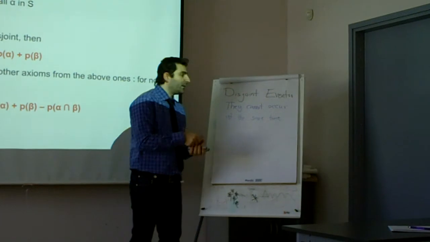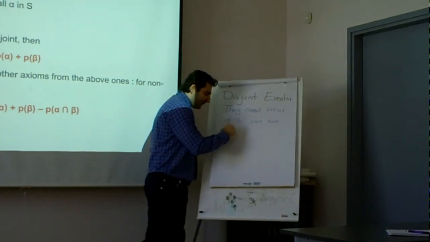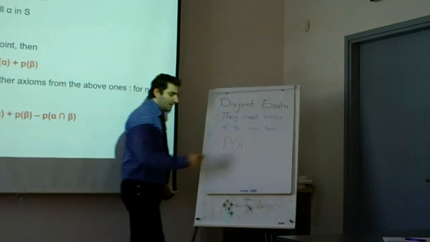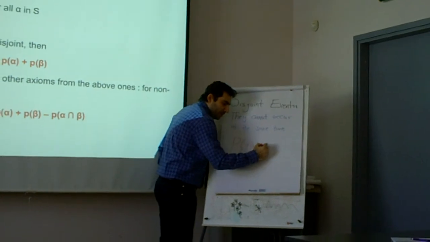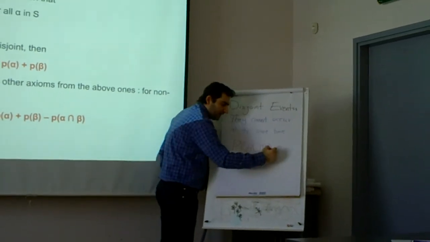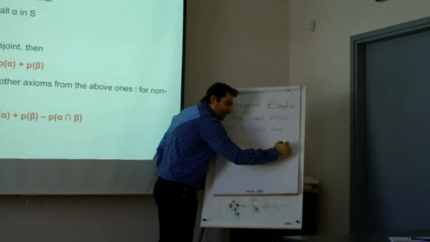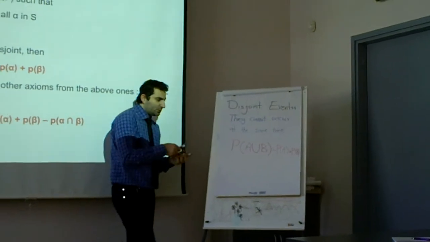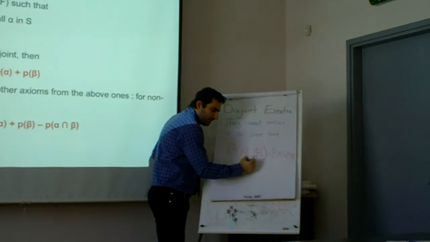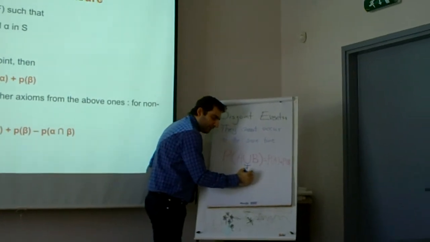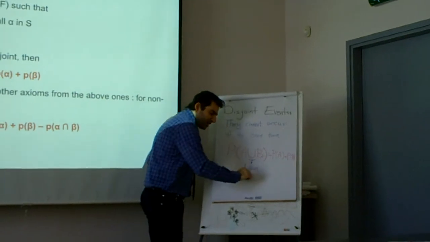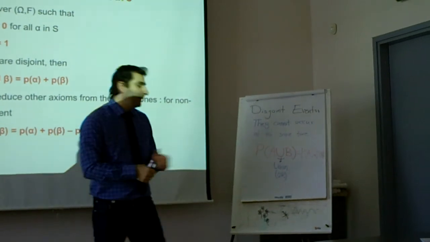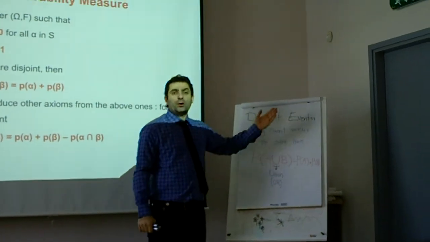For this type of events, we have this very famous formula. Probability of A or B is probability of A plus probability of B. I don't know, do you remember this notation? This is called union. You can read it as or. It means the probability of A happening or B happening.